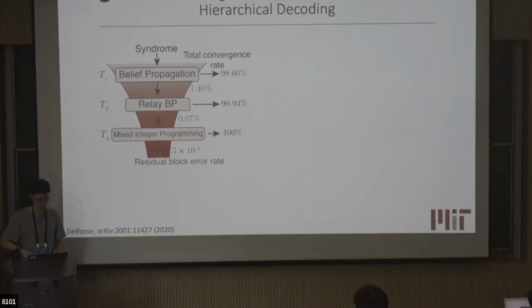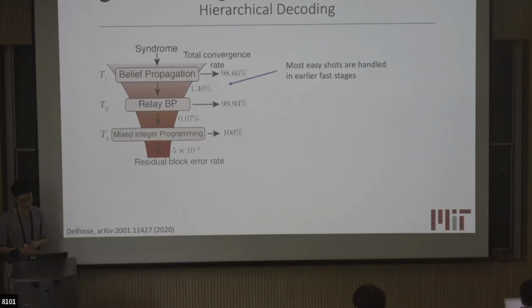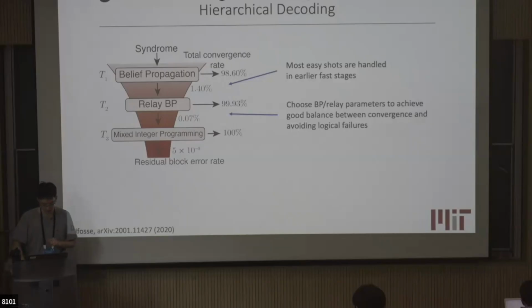So the idea is that you take a hierarchy of different decoders. Some of them are very fast, but don't converge as well. And then you pass it on to a better and better decoder. So many of the easy shots are handled in the earlier fast stage. We chose parameters for relay such that it was a good balance, still having relatively good convergence, but avoiding logical failures.